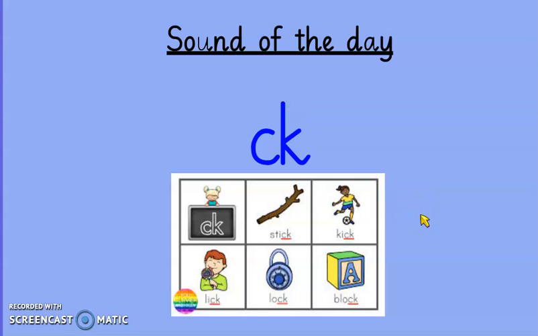Let's have a look at some things that have the sound in them. Now, usually when we have this digraph, which means it's two letters and they make one sound, okay? And usually we have the digraph in the middle of a word or at the end of a word, okay? So let's have a look at some examples.